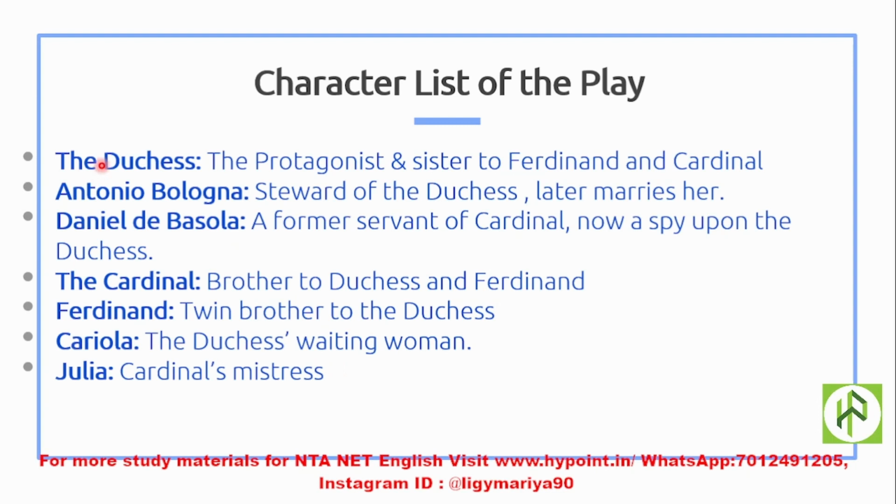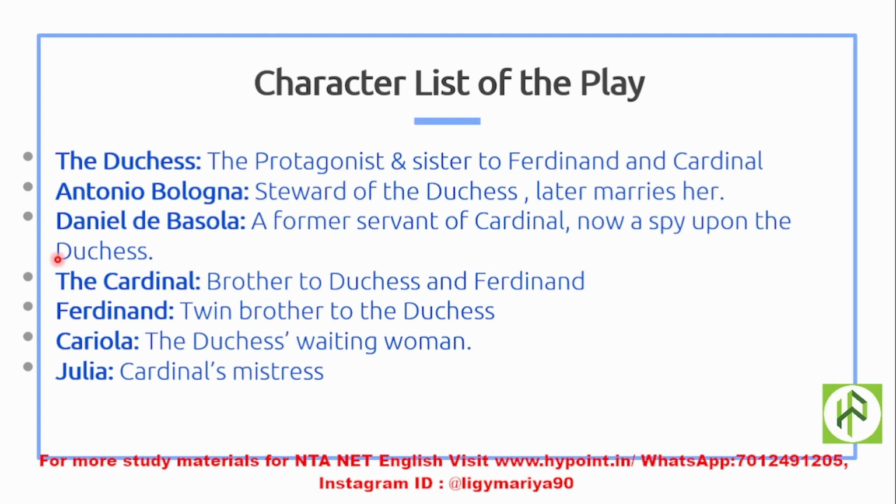The first one is the title character, the Duchess, the protagonist and sister to Ferdinand and the Cardinal. The Duchess is actually a widow. She already has a son with her late husband, and her brothers Ferdinand and the Cardinal prohibited her from marrying again, in order to keep the wealth that the Duchess has with themselves. If she married another person, she would need to share the entire wealth with a person they don't want. But they always had the intuition that the Duchess would not listen to what they were saying, so they kept an eye on her.